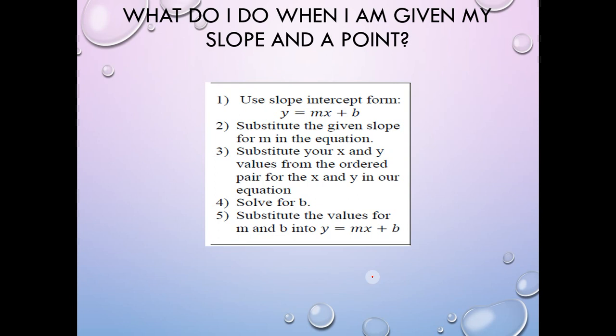So when we are given a slope and a point, we're going to use the slope-intercept form, y equals mx plus b. We're going to take the slope and substitute it in for m. Now, the point they give you, let's say 5, 7. You're going to take those x and y values and put them into the equation. That's going to leave us only with b, because we don't know what b is. We're going to solve for b, and then substitute the values for m and b into y equals mx plus b. So let's actually try an example of this out.